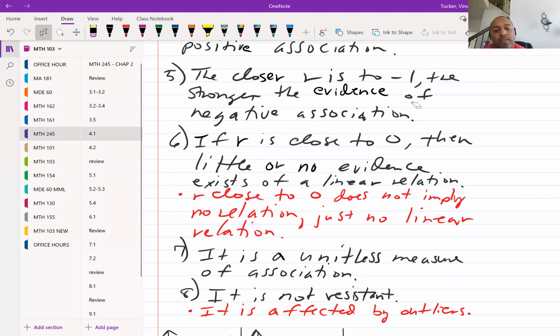Then 7, it is a unitless measure of association. And then 8, it is not resistant. So that means it is affected by outliers.